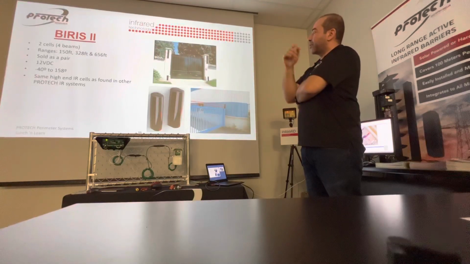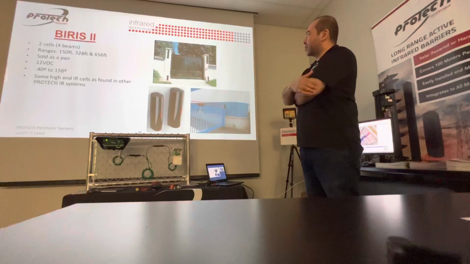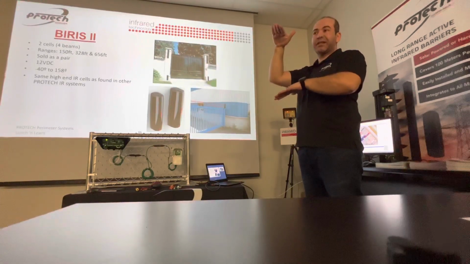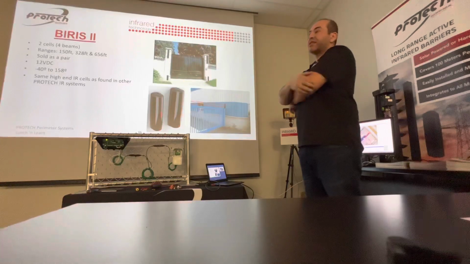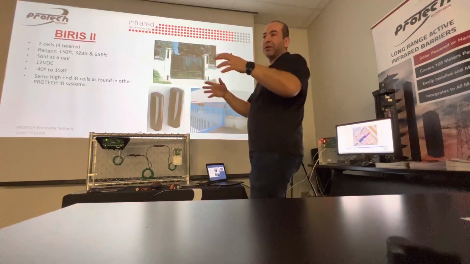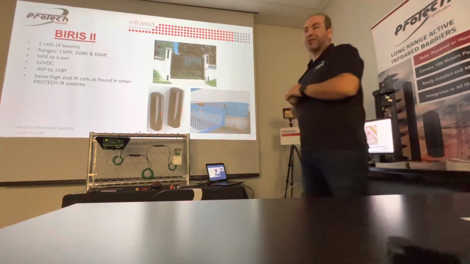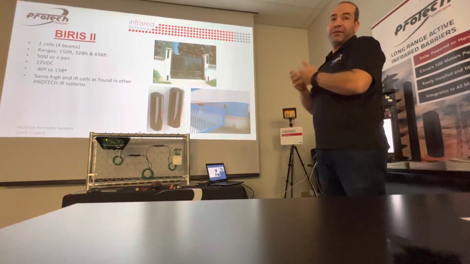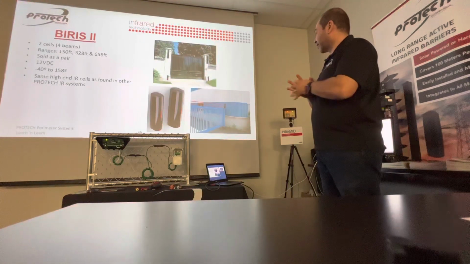This is another version of the infrared, same technology. We call it the Beams 2. It's small, like 40-50 centimeters, 2 cells. This is good, let's say, for windows. So if someone tries to break the windows, we can detect someone cutting the beams, or it could be used for an entrance or exit of this specific warehouse.